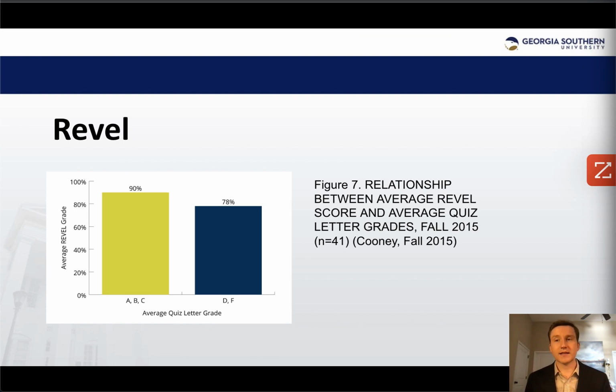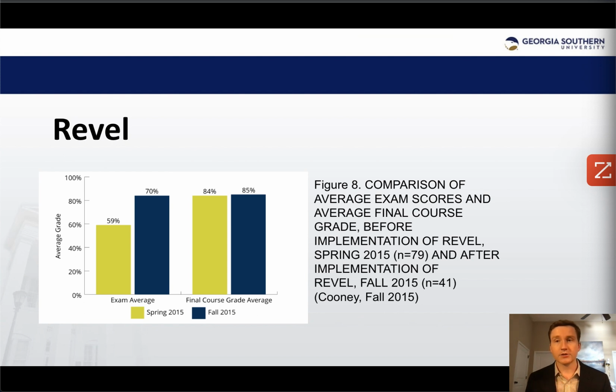Figure 7 shows that the higher the average Revel grade, the higher the average quiz letter grade. As we can see here, at least a 22% increase. Figure 8 shows that the average exam grade increased from 59% to 70% from spring of 2015 to fall of 2015 for students who used Revel.